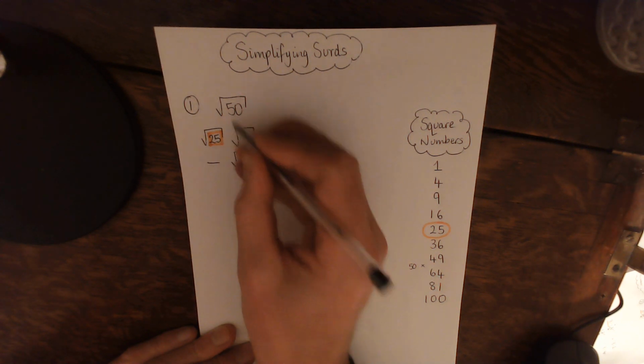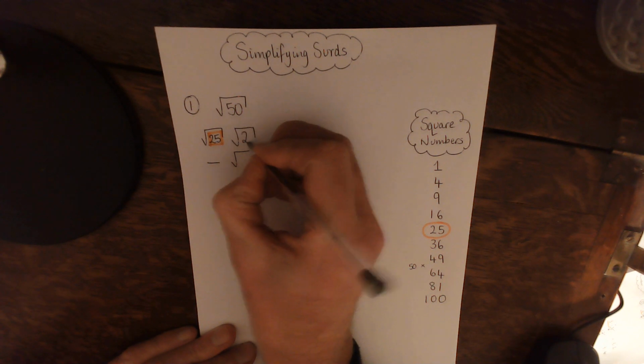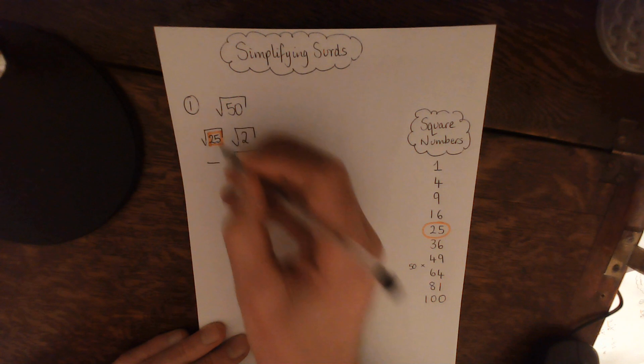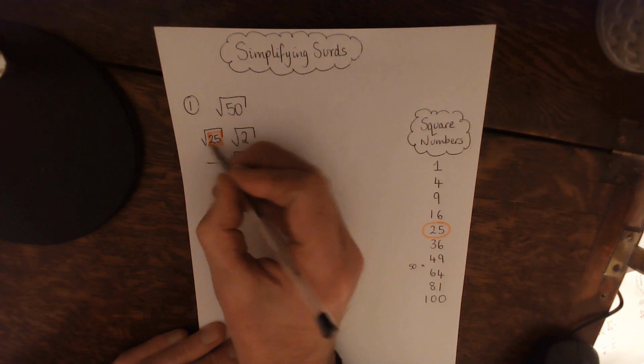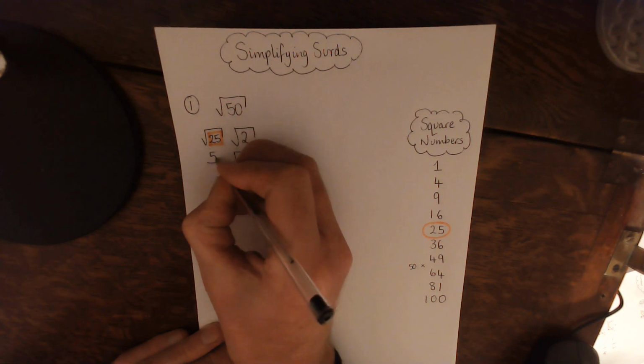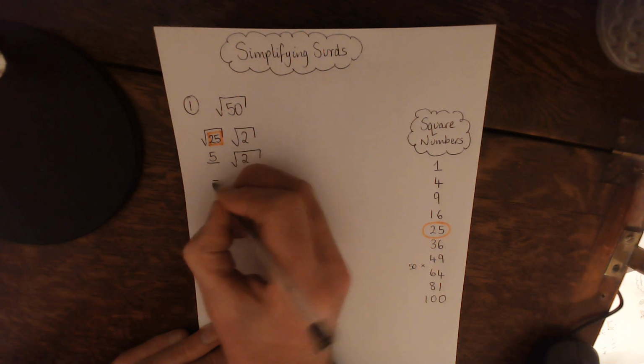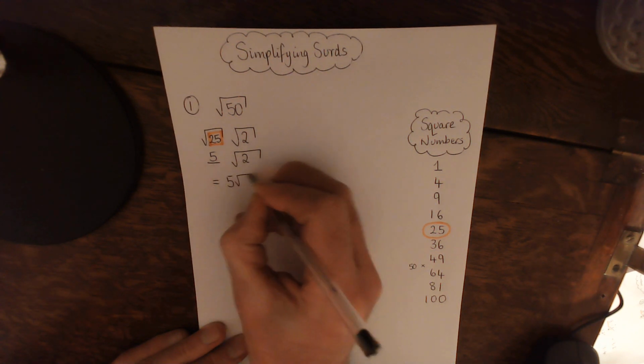25 times what gives me 50? Well, 25 times 2 gives me 50. And that allows me, in the next step, to go straight to the square root of 25 is 5. The square root of the 2 stays the same, giving me an answer of 5 square root 2.